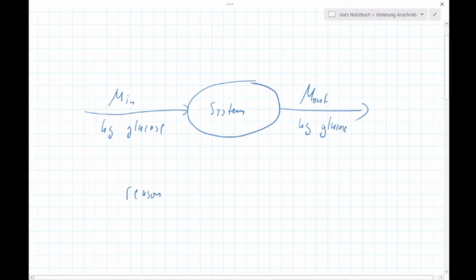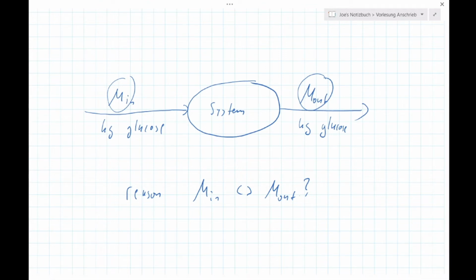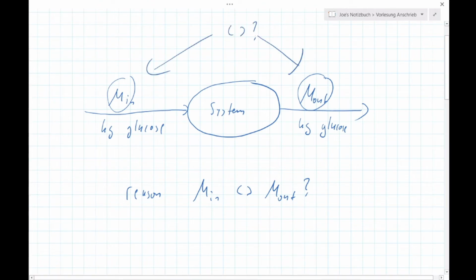So now we measure the concentration or the mass of glucose going in and the mass of glucose going out. And now we realize that M in is not equal to M out. My question to you is now, what could be the reason that M in is different to M out? Be it higher, be it lower, you measure a different concentration at these positions. So it's not the same.